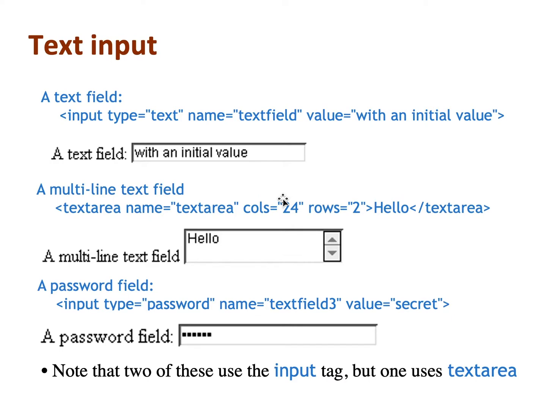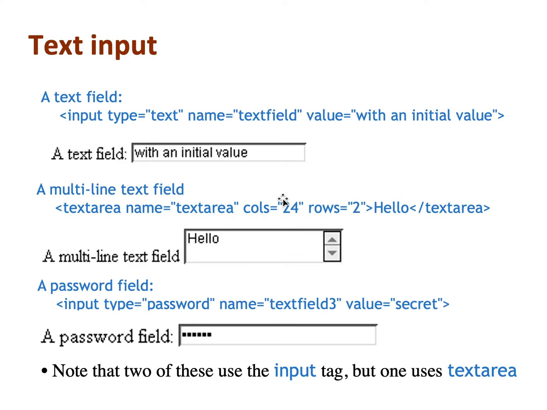We can then also have a multi-line text field. So instead of text, we'd say open bracket, textarea, name textarea, cols 24, rows 2. This is just defining how many columns and rows we have. Then we'd have hello, which would sit in instead of value in this instance, and then close textarea. So straight away we have a whole text area with a lot more space for the user to type into and scroll up and down potentially.